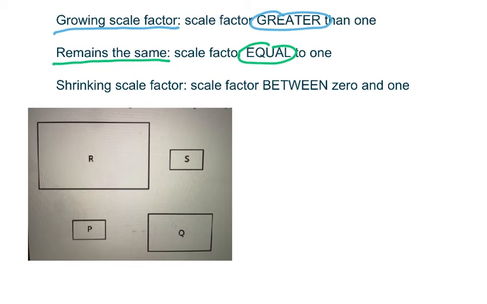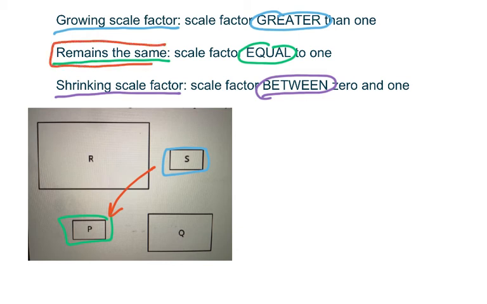If you have a scale factor between 0 and 1, then you have a shrinking scale factor, and your new shape will be smaller. In this case, when we are comparing S to P, the first thing to notice is that they're exactly the same. If I were to cut out the shape of the P and put it on top of the shape S, they'd be exactly the same size. So that tells me that they remain the same, and that I have a scale factor that's equal.